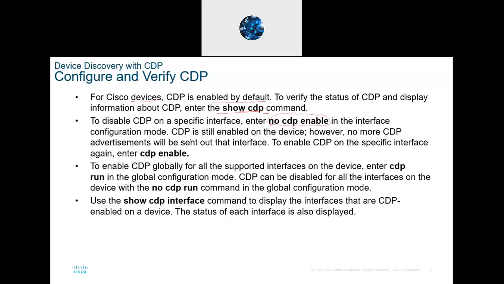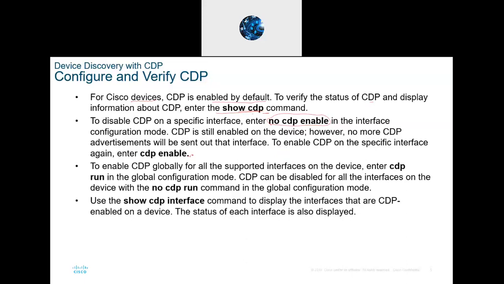Okay, so CDP is still enabled on the device. However, no more CDP advertisements will be sent out that interface. So if you deactivate CDP on a particular interface, nothing is coming out of that interface again as far as CDP is concerned. So I cannot see the next neighbor, and nobody can go to the other device and try to find information about me through that interface. So to enable CDP on the specific interface again, you say cdp enable.